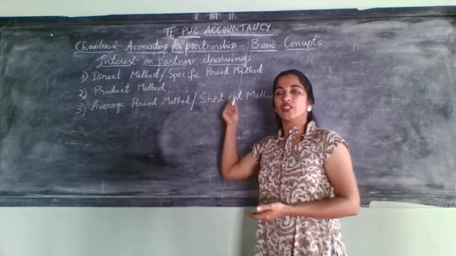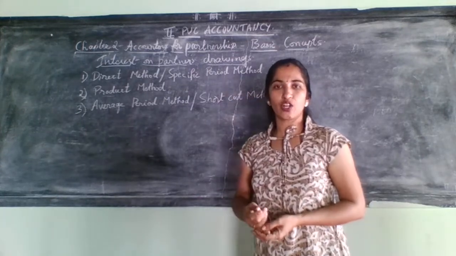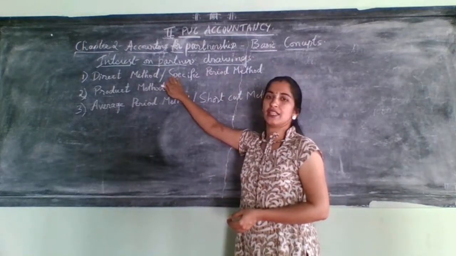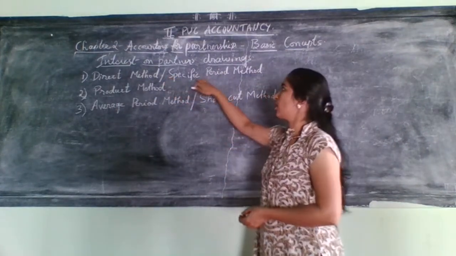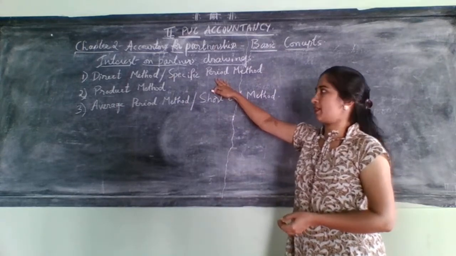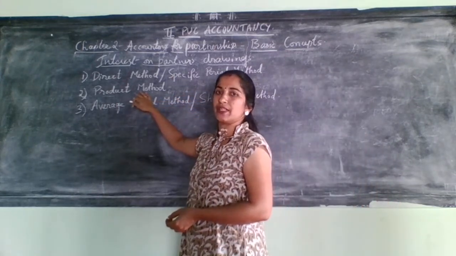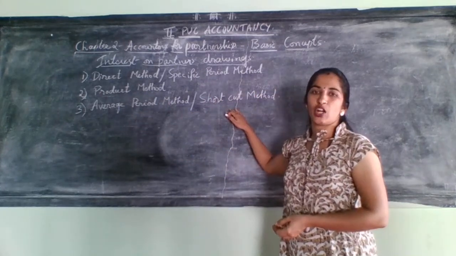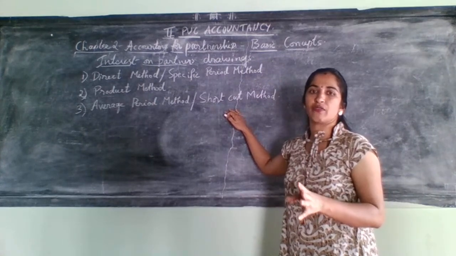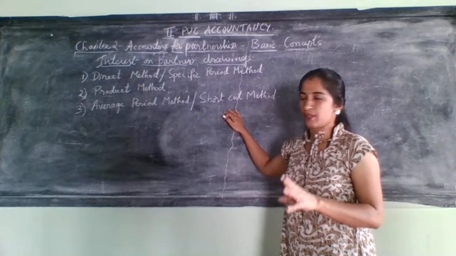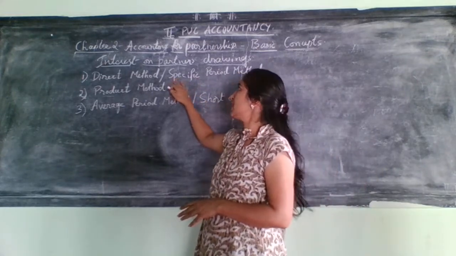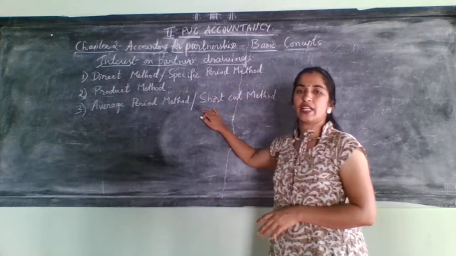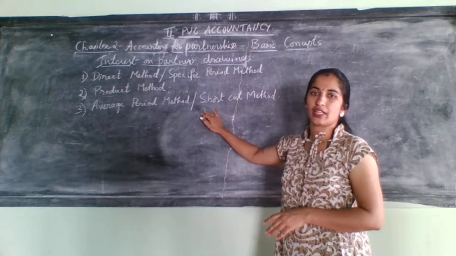Okay, so to calculate interest on drawing in partnership, there are three methods. The first one is the direct method, which is also called the specific period method. The second one is the product method, and the third one is the average period method or shortcut method. So there are three methods of calculating interest on drawings of the partner: the direct method or specific method, the product method, and the average method or shortcut method.